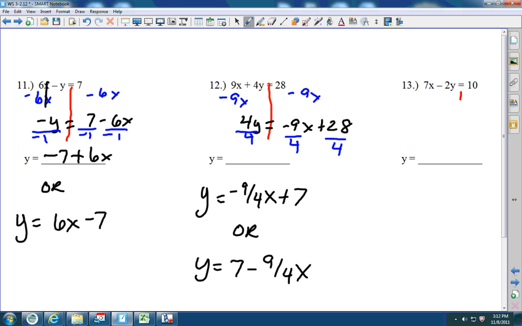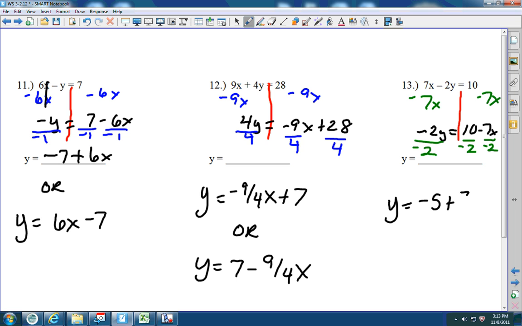Number 13. Subtract 7x from each side. I get negative 2y equals 10 minus 7x. Divide by negative 2. You get y equals negative 5 plus 7 over 2x, or you can write it y equals 7 halves x minus 5.